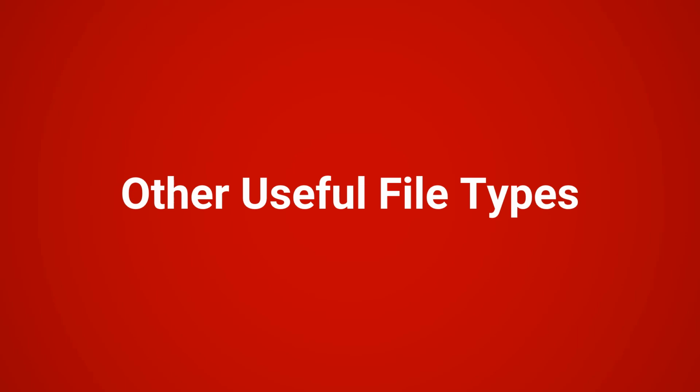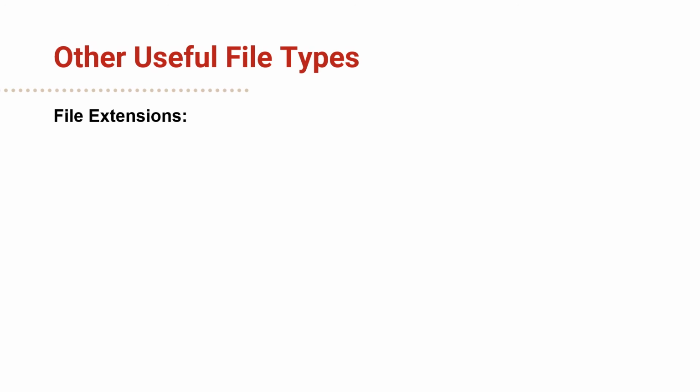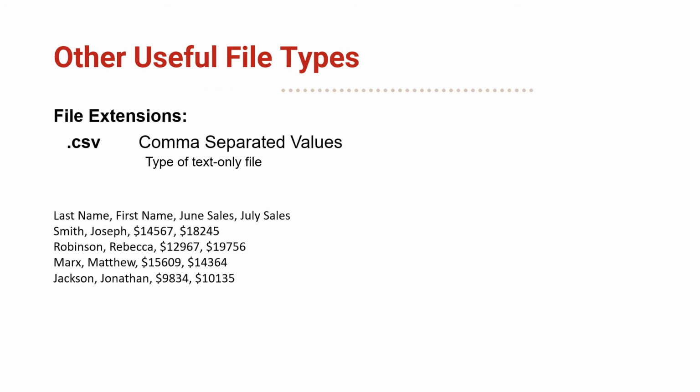Microsoft Office is a powerful software package, but there are lots of other useful file types you're likely to encounter. Here are just a few that may be used in conjunction with Office software or on their own. If you manipulate data from databases using spreadsheet software, you may encounter the .csv, or comma-separated values file. This is an interesting file type because it is a type of text-only file. Data is exported out of a database, and the data fields are separated by commas.